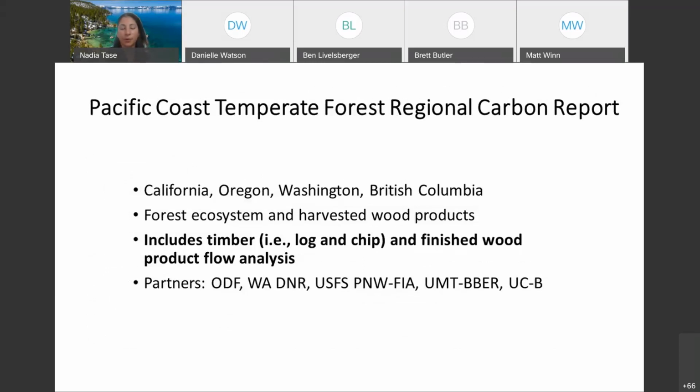We'll be reporting on forest and harvested wood product carbon in California, Oregon, Washington, and BC. And this report will serve as a monitoring baseline as the forests in this region continue to be impacted by climate change and as these jurisdictions aim to leverage forests in climate mitigation. One of the interesting parts of this report will be the timber and finished wood product flow analysis to help us understand how wood is moving within and beyond this region, which will help us understand potential leakage that might already be occurring or that may occur with different forest management and utilization scenarios.